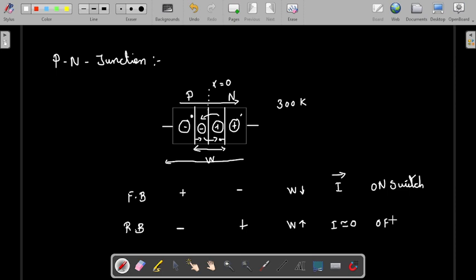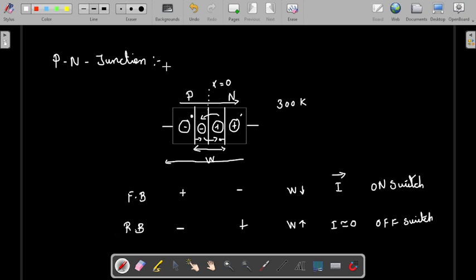Then we can state this as an off switch, because there is no current flow. Even though we connected a supply battery to the semiconductor, the current is not flowing, or movement is not happening. So we are stating this as off. So a single material is acting as both on and off. So we are calling this a switch based upon the polarity of the supply we are providing.